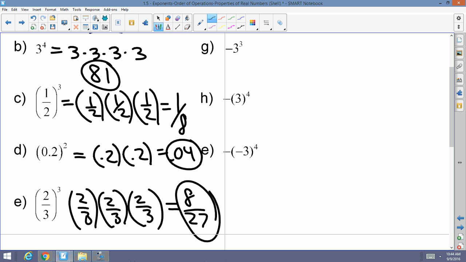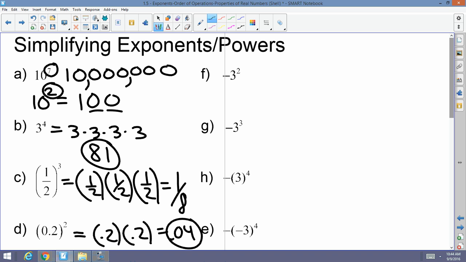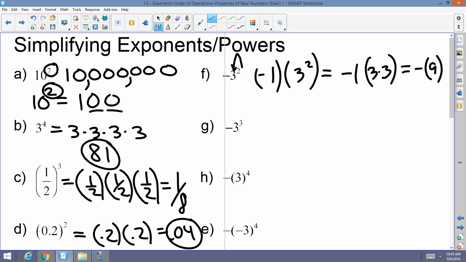Now, let's talk about negatives, guys. Please pay attention to me here. I've got -3 squared. When we're dealing with exponents, we must realize that the power only affects the number directly to the left of it. So this power of 2 is simply affecting the 3, not that negative. Because what does that negative really mean? Does anyone remember? Yes! So this is -1 times 3 squared, my brothers, which is -1 times 3 times 3, which is -1 times 9, which is -9.